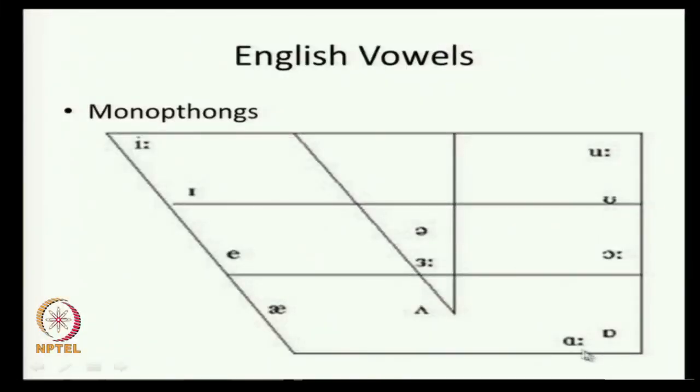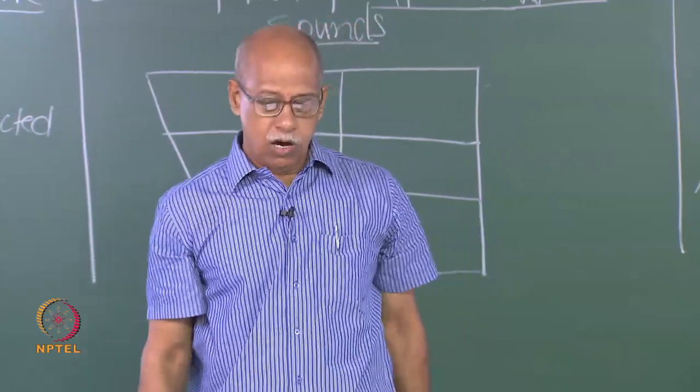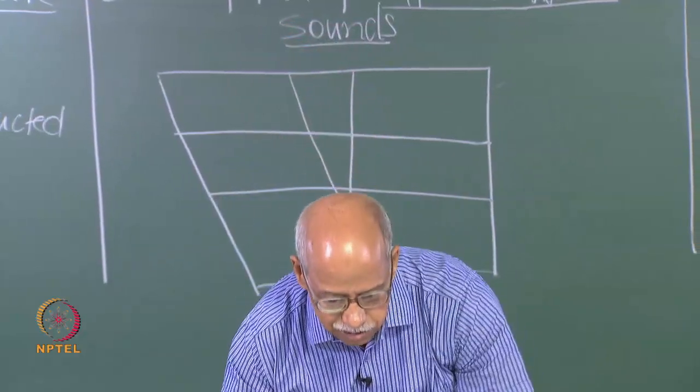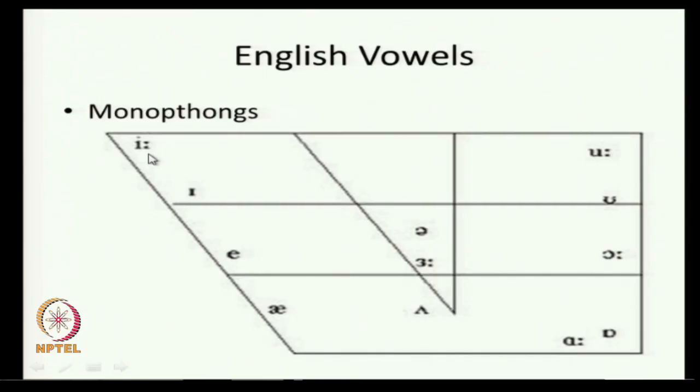But look at this case. Rounded or unrounded? Unrounded. Spread. Okay? So this is the third parameter. So how shall we describe it? Let us write this sound E. Okay? Can I take it off?